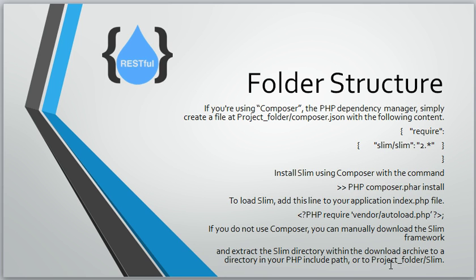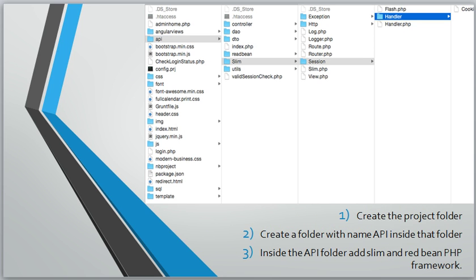To load Slim, add this line to your application index.php file: require 'vendor/autoload.php'. Here is the folder structure. This is done more modular. Inside the project folder, we have created a folder with the name API. Inside the API folder, add Slim and RedBean PHP frameworks.